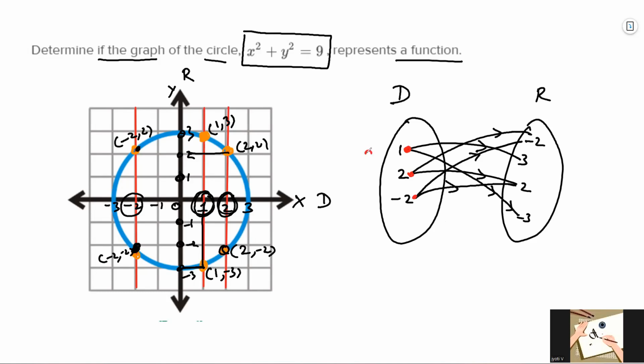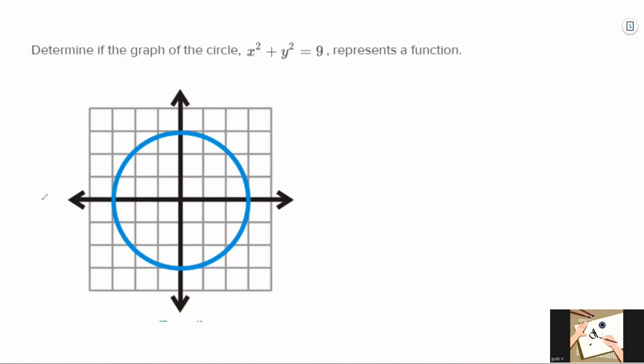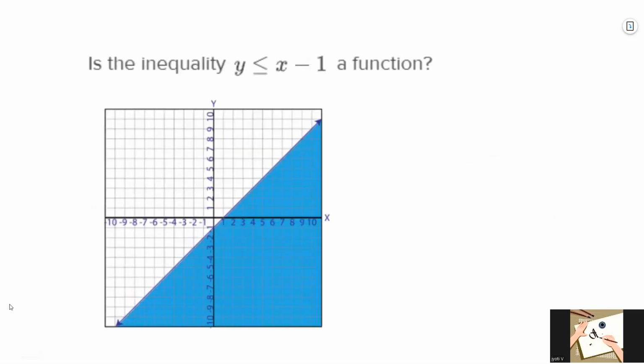So for a particular input, if you have more than one output, such kind of a relation is not a function. It's just a relation and it is not a function. So there's a wonderful test to identify whether a given relation is a function or not. So it's no, not a function. Let's move ahead.